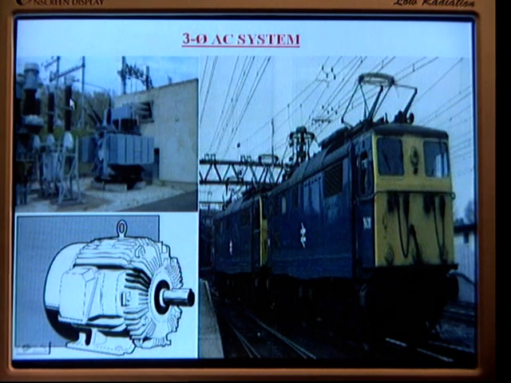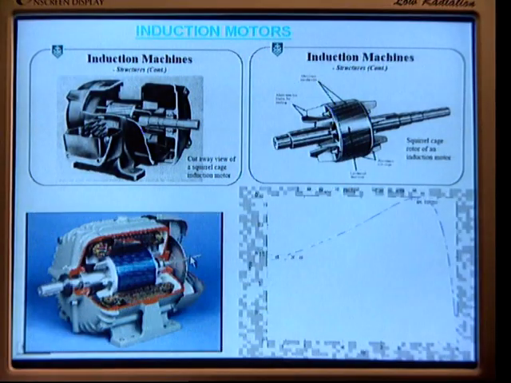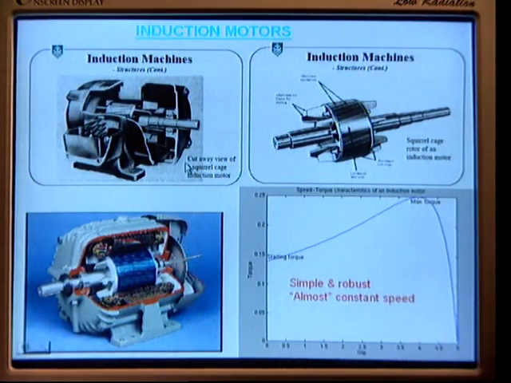This is one feeding substation and this is a train. So you can see the R, Y, B phases over the transmission lines. This is one type of 3-phase induction motor locomotive. Inside we can use these 3-phase induction motors. Induction motors, at a glance you can observe, are well known. These are some induction motors practically, and we know their basic torque-speed characteristics, this one. It is simple and robust with almost constant speed, but that is not required in traction.